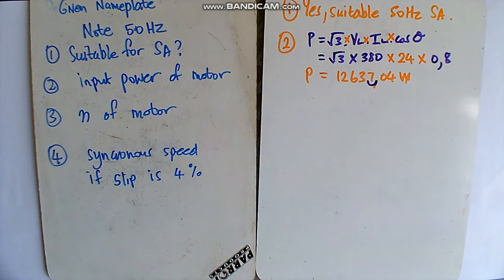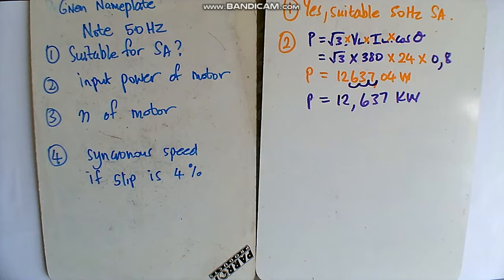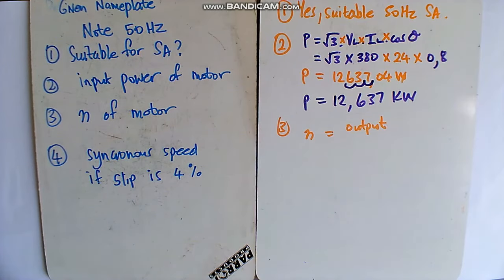That's our answer in watts. Don't forget to convert it to kilowatts, count the places, or you can divide by 1000. Remember that the symbol P with cos theta will be true power, P. Next, we're going to calculate efficiency. We're going to write out the formula. Efficiency is output over input.